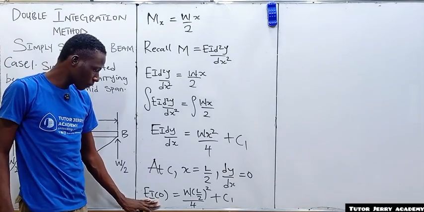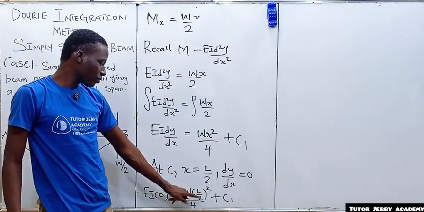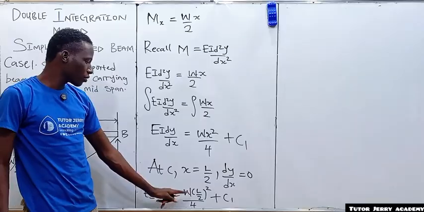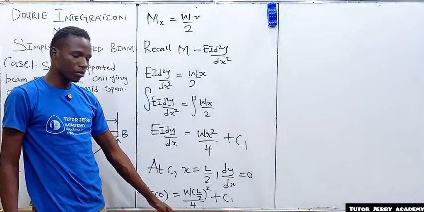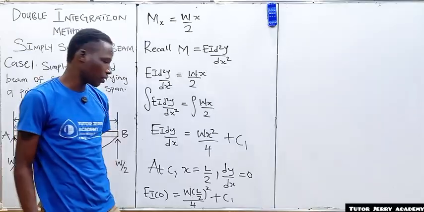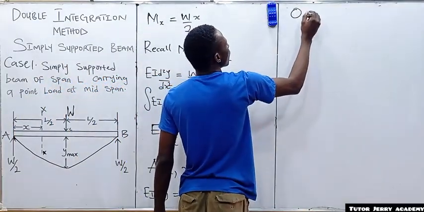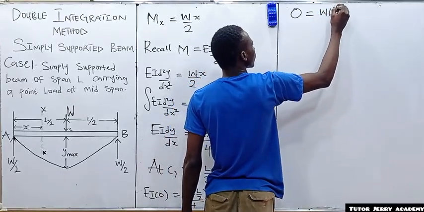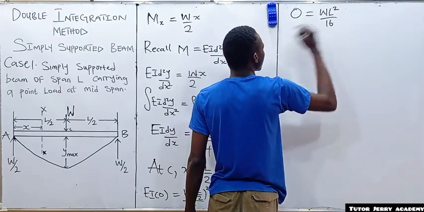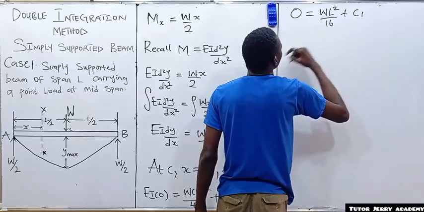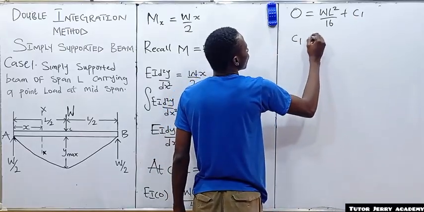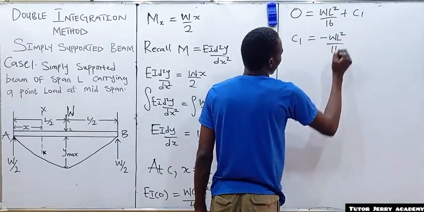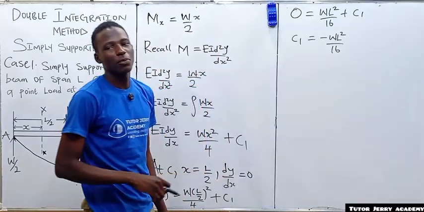Now this is 0 here. L to the power of 2 is L squared, 2 to the power of 2 is 4, 4 times 4 is 16. So we'll be left with W L squared all over 16 plus C1. So 0 will be equal to W L squared all over 16 plus C1. It implies that C1 will be equal to minus W L to the power of 2 all over 16. So this is what we have.